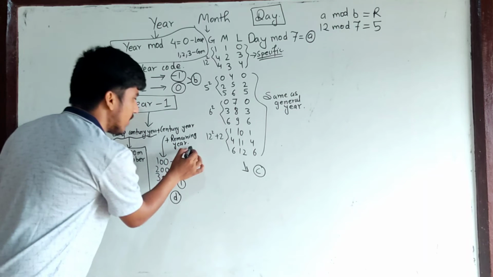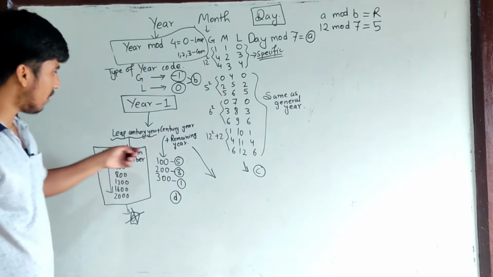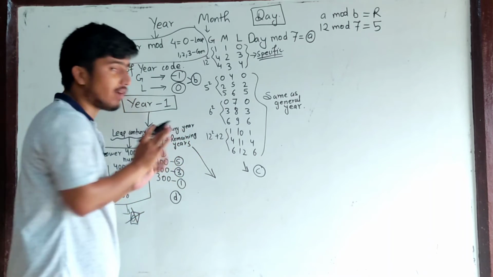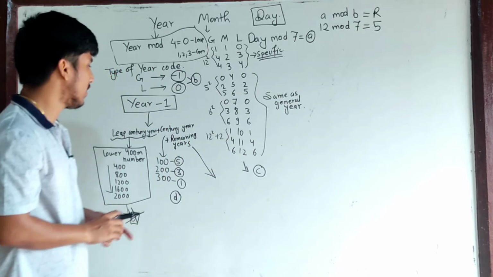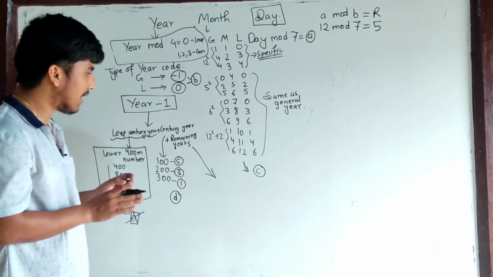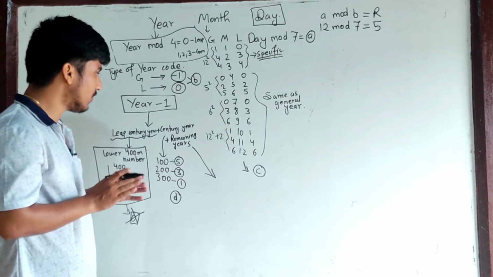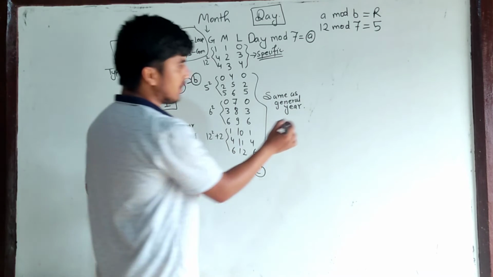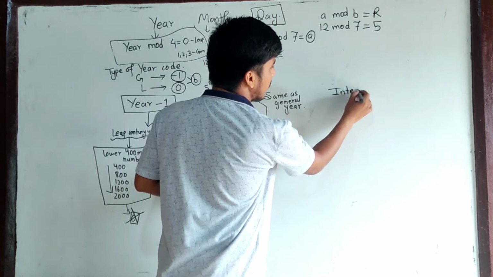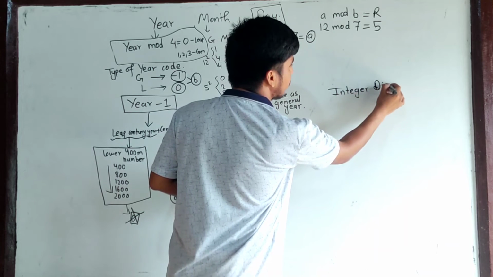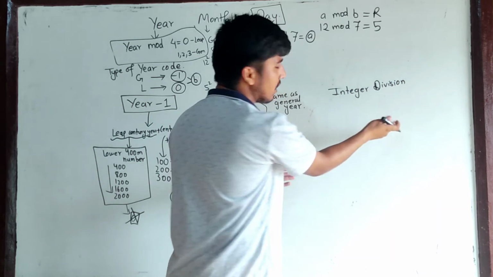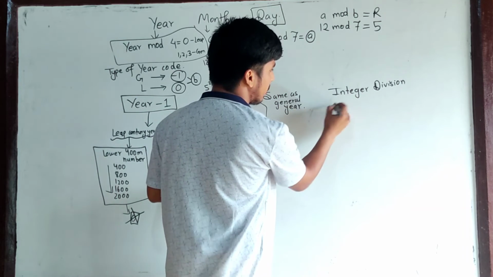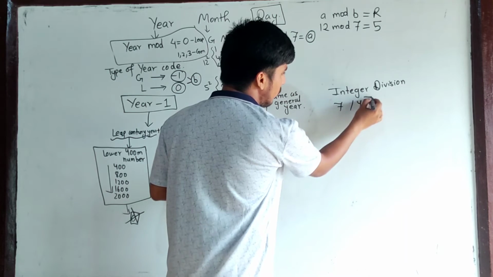And now we have remaining years, and for giving the code to remaining years, we need to find out how many leap years are in the remaining years. And for that, we have to perform a division, which is known as integer division. And in integer division, I want to emphasize, we are left with only the integer in the quotient.